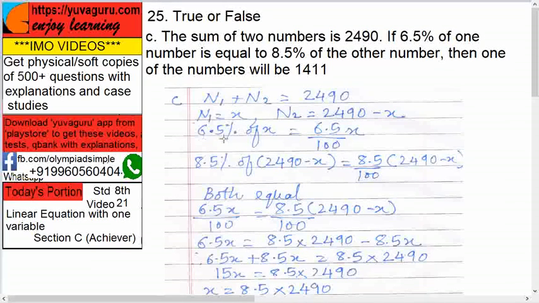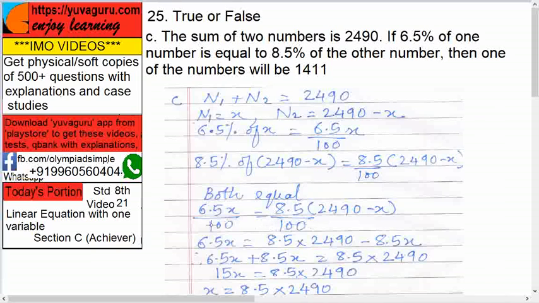Now what is given? 6.5% of one number. So 6.5% of x equals 6.5 upon 100 into x, since percent means upon 100. That is one condition. And 8.5% of the other number, so 8.5% of the other means 2490 minus x. So 8.5 upon 100 into 2490 minus x. Now what is given? These two conditions are equal, right? So equate them. 6.5x upon 100 equals 8.5 upon 100 into 2490 minus x.